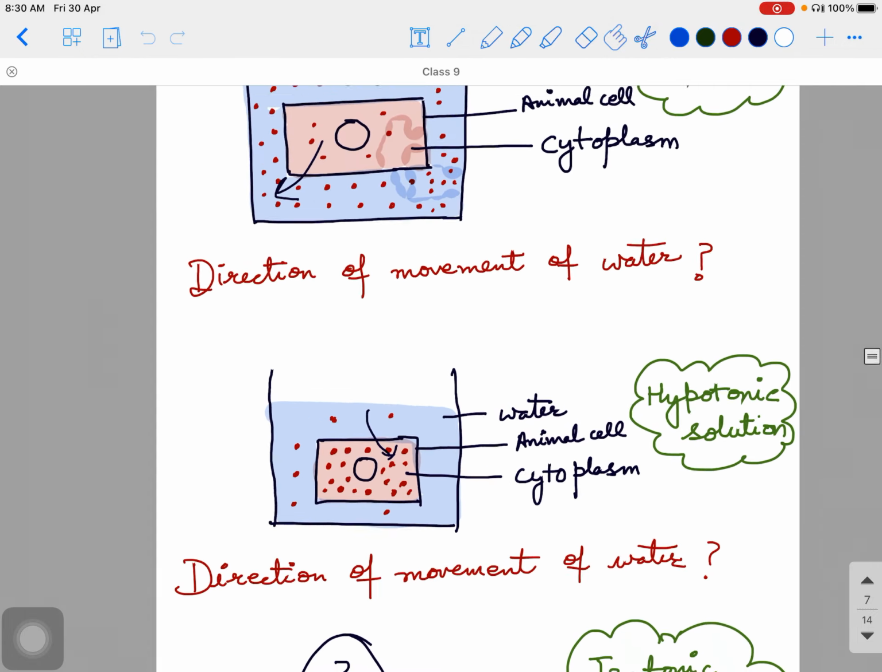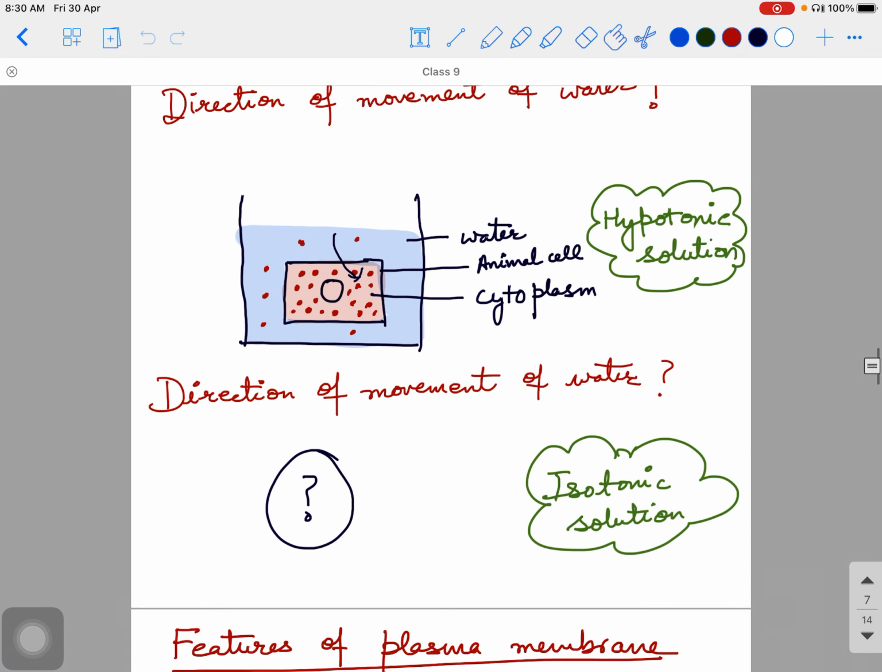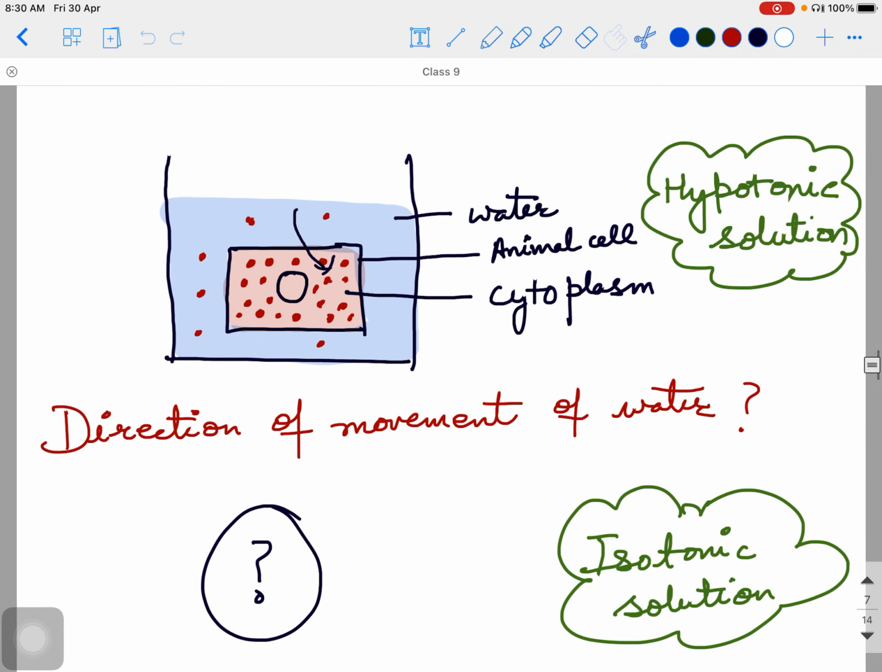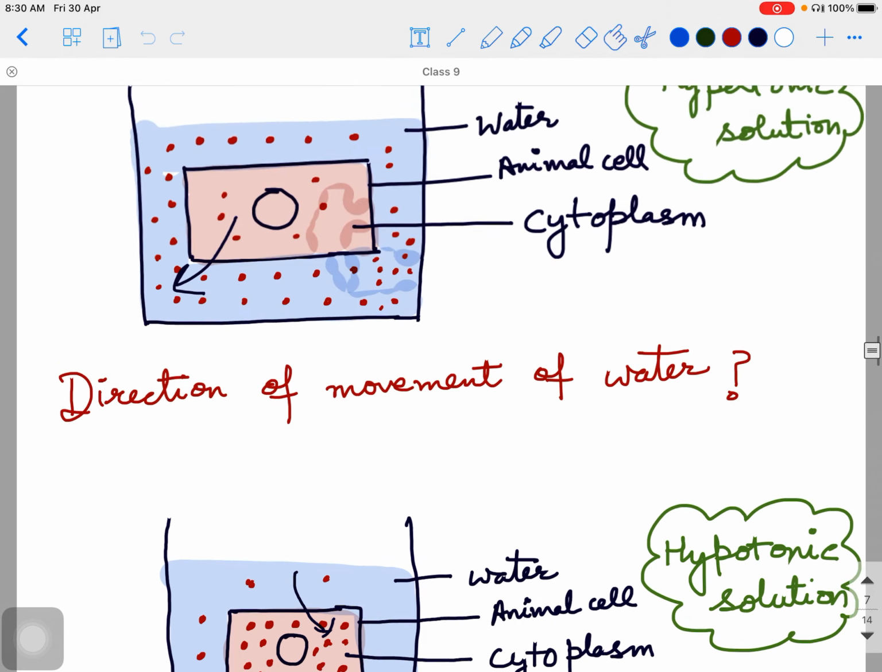So this is hypotonic solution, and I have not drawn the diagram of isotonic solution because if you have understood hypotonic and hypertonic solution concepts, then you can easily draw the diagram of isotonic solution. So that is going to be your homework.